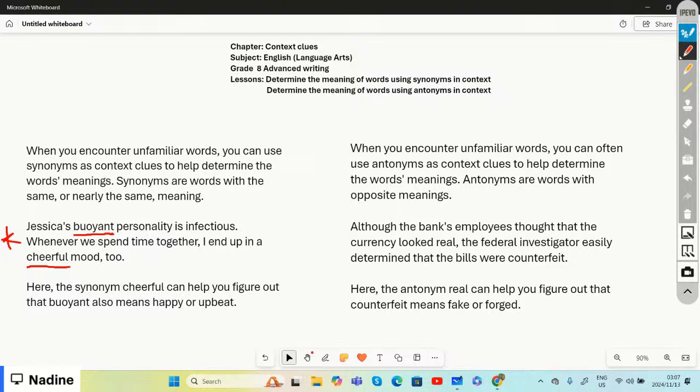So that word "too" tells us that cheerful and buoyant are basically synonyms of one another. So the synonym cheerful can help you to figure out that buoyant also means happy or upbeat or cheerful.